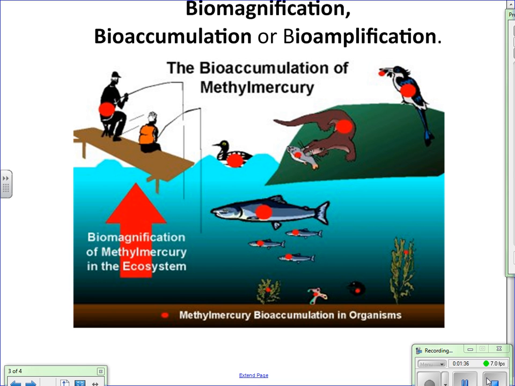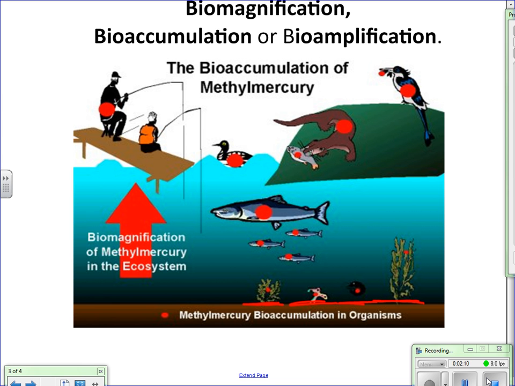So let's look at an example of biomagnification, also called bioaccumulation or bioamplification. Now these three words can be used interchangeably, and for our example I'm using mercury because this is a common one in Manitoba where we have a lot of lakes and rivers, and there's a very prominent fish population.